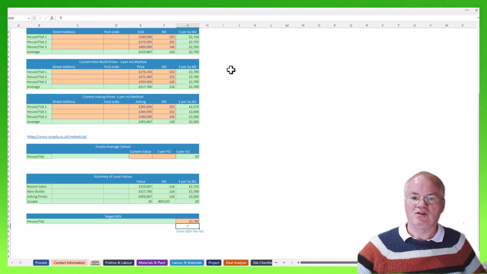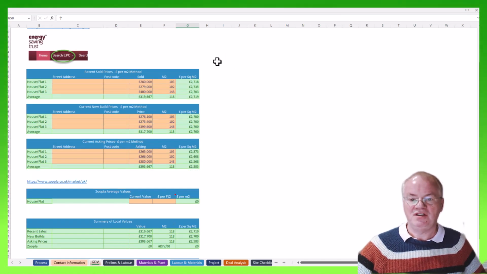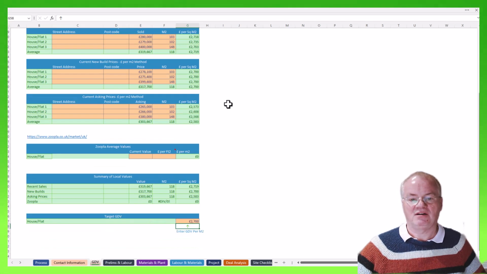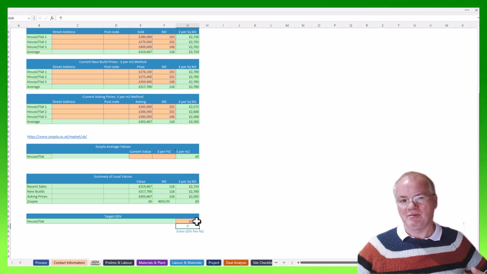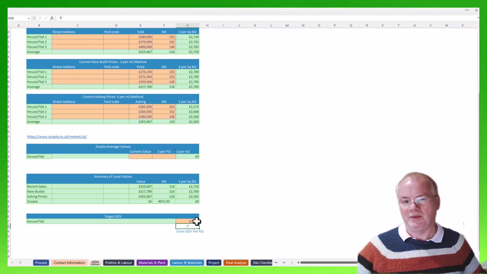This is simply for working out the GDV. So we will take recently sold prices, current new build prices, and current asking prices. And through the matrix, we will then come to understand what the likely GDV is for this particular site. So we've chosen, using the example that we used before when we laid out the site, a valuation of 2,700 per square meter. So now, having established the GDV, we then need to look at the costs.